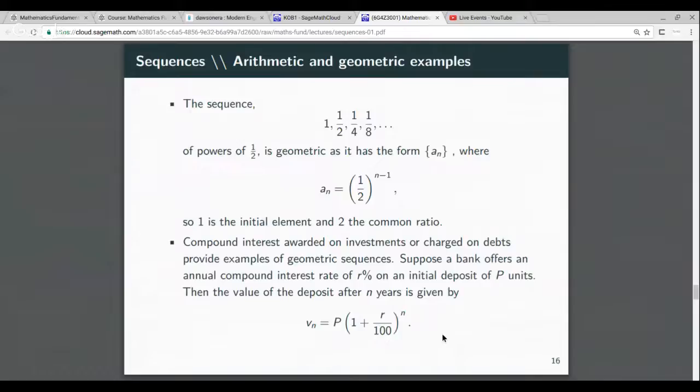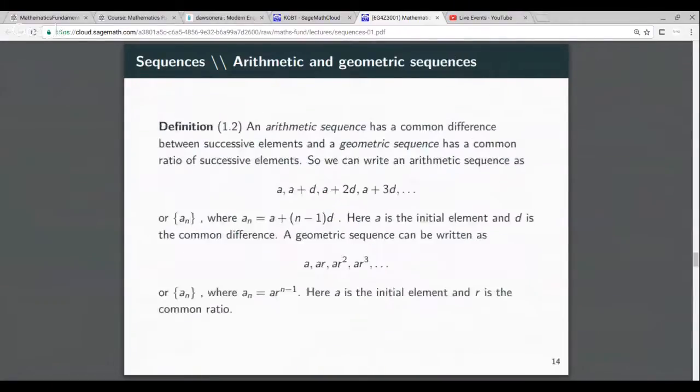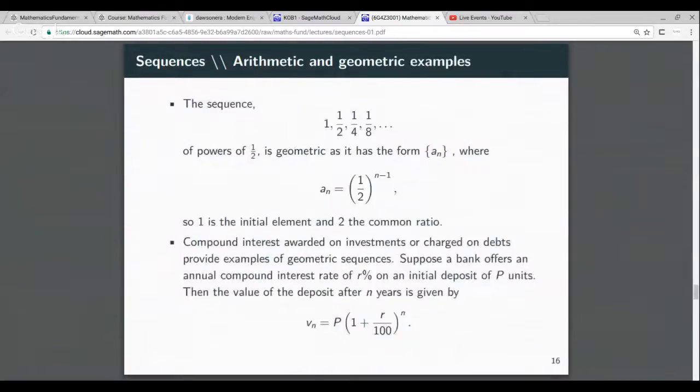Each year's value is whatever was in the account at the start of the year multiplied by this fixed interest multiplier, which is the quantity 1 plus R over 100. So in the previous definition of a geometric sequence, where we had that fixed multiplying factor R, in this interest rate example it's 1 plus the interest rate over 100. Bit unfortunate I used the letter R there in both cases, but that's the way it is.